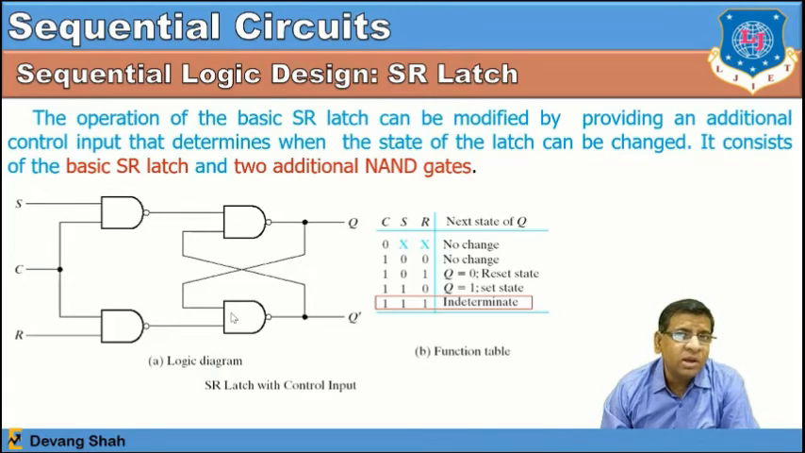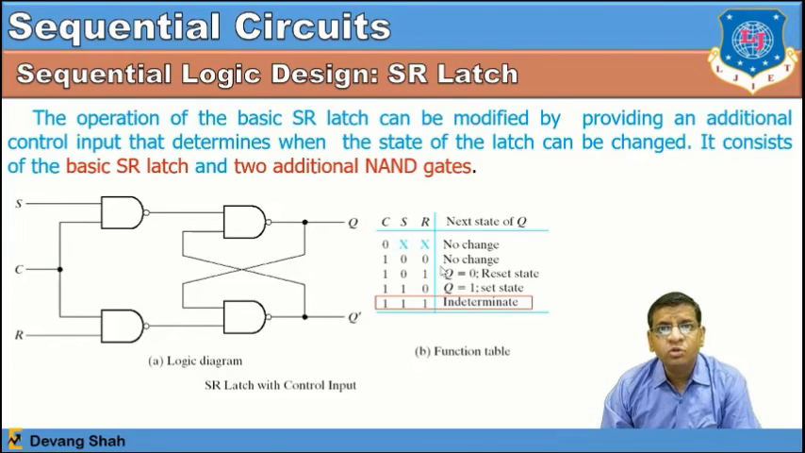Now this is very, very important. If both the set and reset inputs go to 0, you have no change. That means whatever previous data you had in Q or Q bar, there is no change, so it can be stored inside this flip-flop. That's why we use the flip-flop, or latch, to store one bit of information, right?